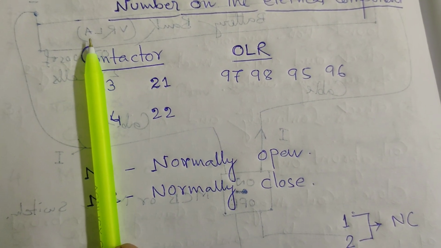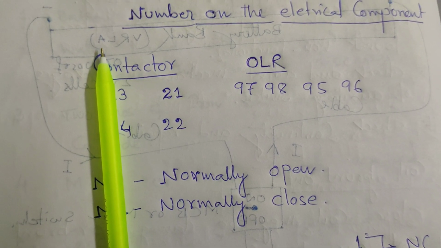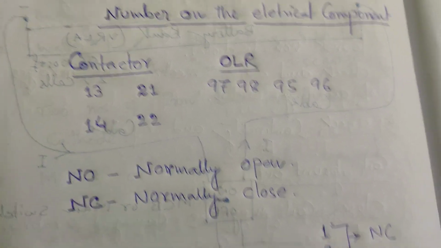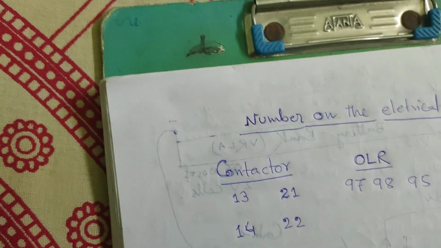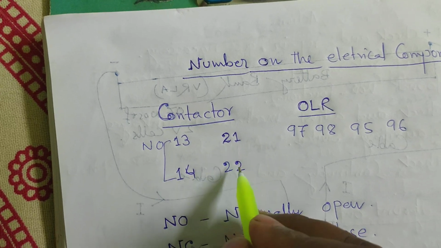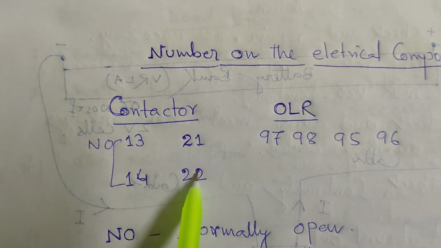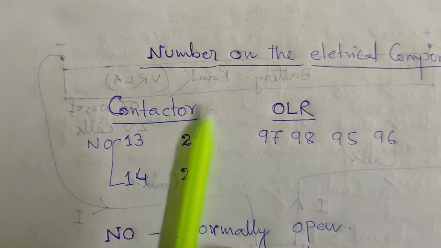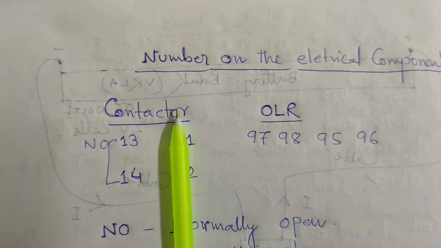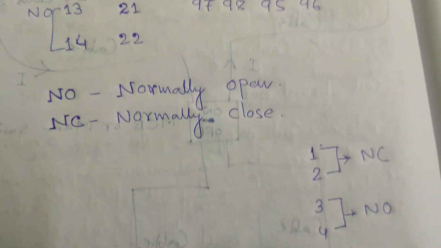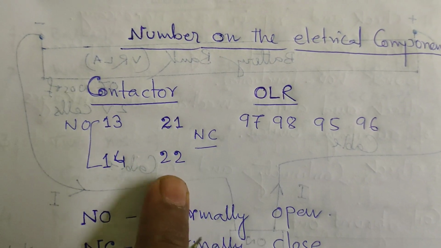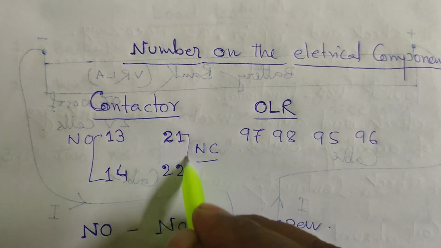If you remove the front number, you can see here 3 and 4. Obviously, 13 and 14 is the NO contact. Here 21 and 22 is present. If you remove the front digit, you see 1 and 2. So 1 and 2 is the NC contact, and 21 and 22 are both NC contacts.